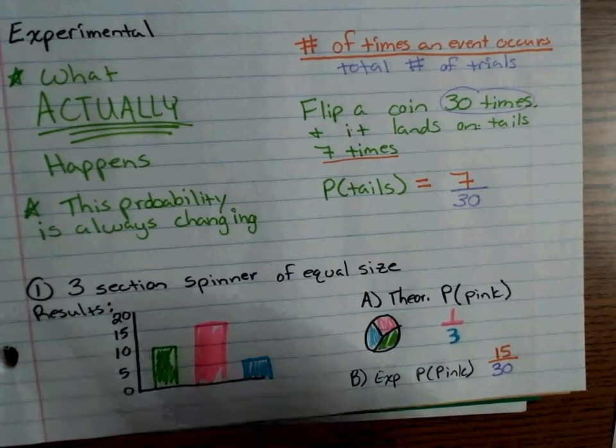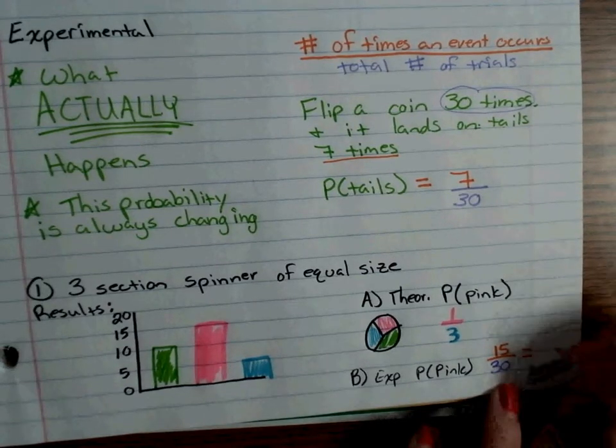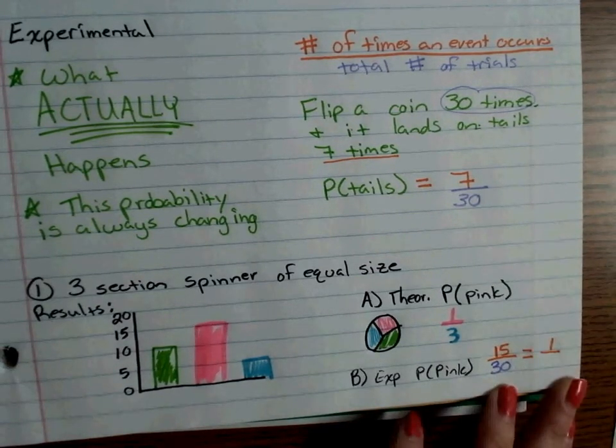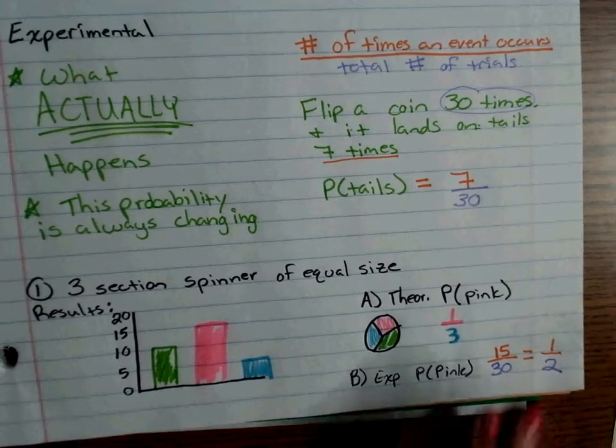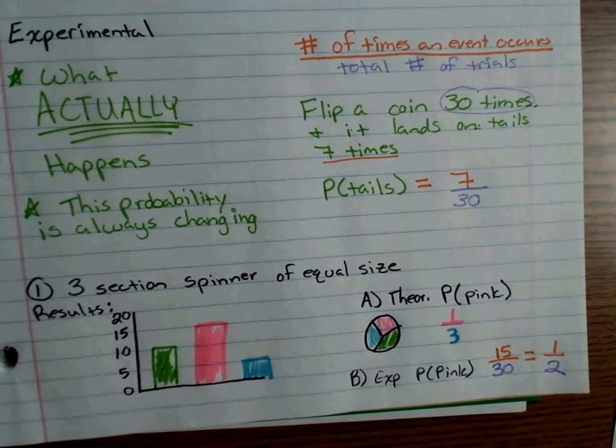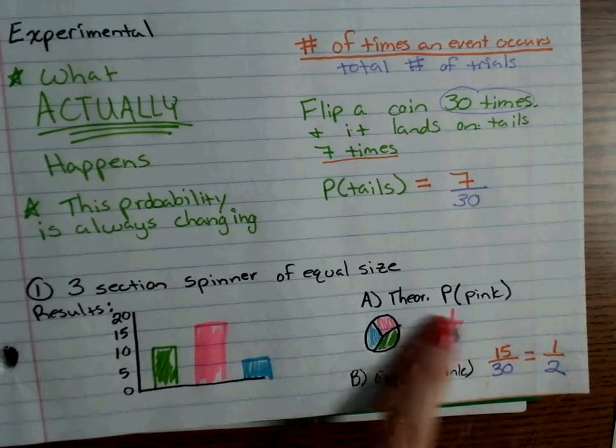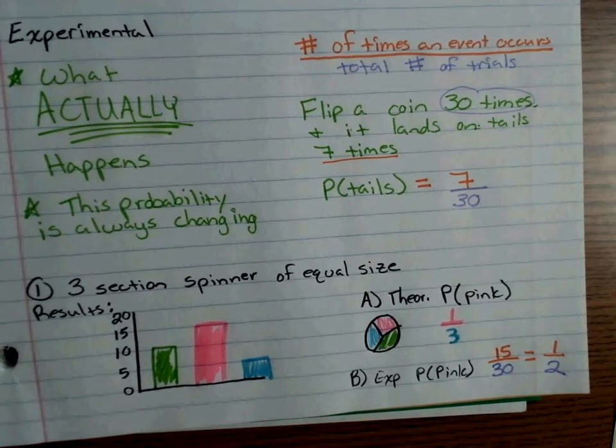Don't forget that you should always simplify it. So 15 over 30 simplifies to 1 over 2. So half the time the experiment landed on pink. Are those the same? 1/3 and 1/2 are the same? Oh, no. Okay, so your theoretical probability and your experimental probability are a bit different from each other. And that's okay. We're going to talk about how to nullify that fact.